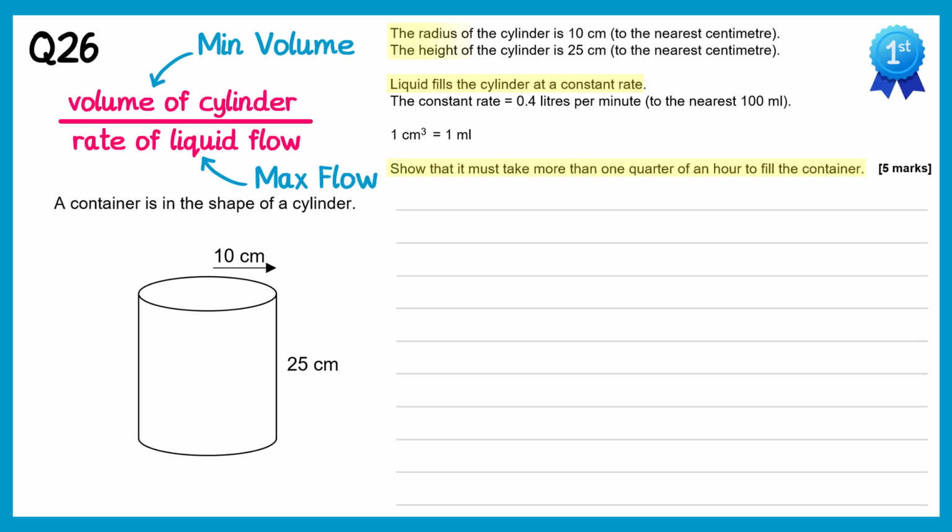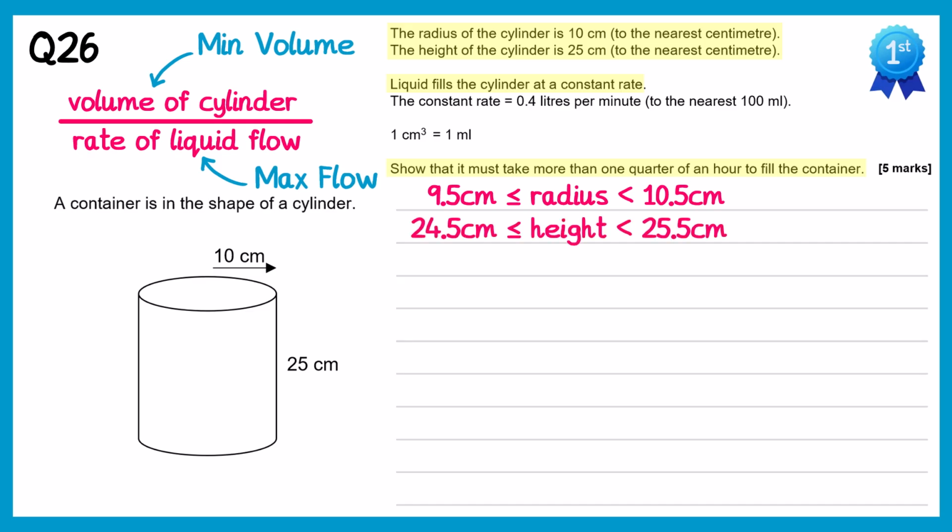To find the volume of the cylinder, we're going to need to use these values here. So the radius is given as 10 centimeters to the nearest centimeter. This means it must be in between 9.5 and 10.5. The height is 25, also to the nearest centimeter, so it must be in between 24.5 and 25.5. To find the volume of a cylinder, we use this formula here, pi r squared h.